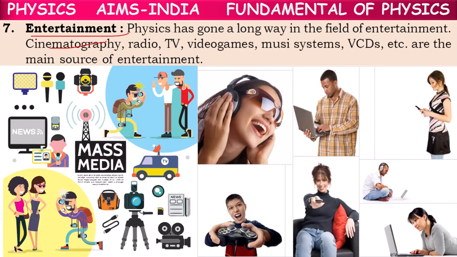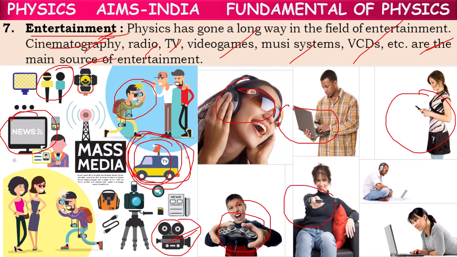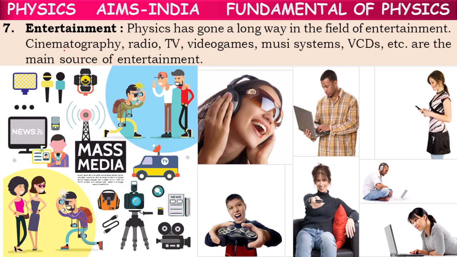Next, in the field of entertainment also, cinematography, with the help of video camera, we are shooting the cinema, radio, TV, video games, music systems, VCDs. These are all sources or machines developed by the physicists, like mics, camera. This is a TV channel van. So TV, television, laptop, headphones, mobile phone, joystick for playing games, remote for controlling TV. Like this, in the field of entertainment also, physics has developed so many different kinds of machines.